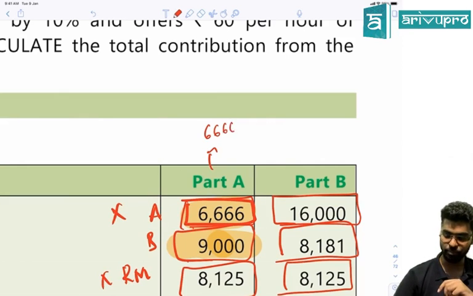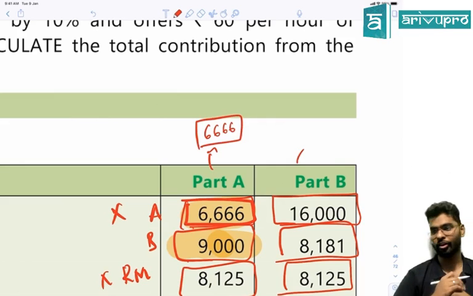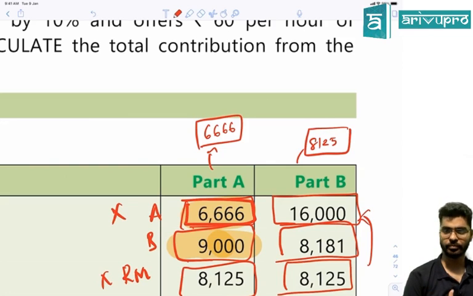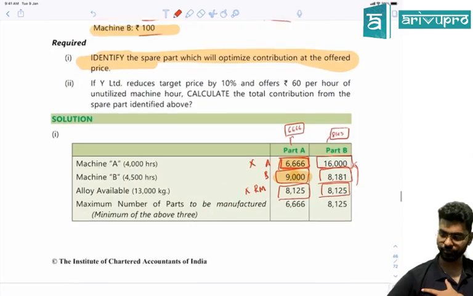Part B, I will produce 8125. That is the least of all the three. Why? Because if I end up producing 16,000, I don't have raw materials and machine hours B for supporting it. Are you clear? Guys, are you clear? So, see here.